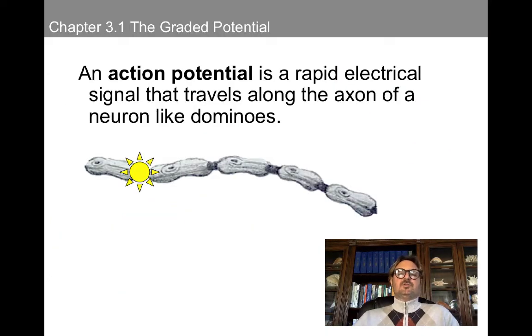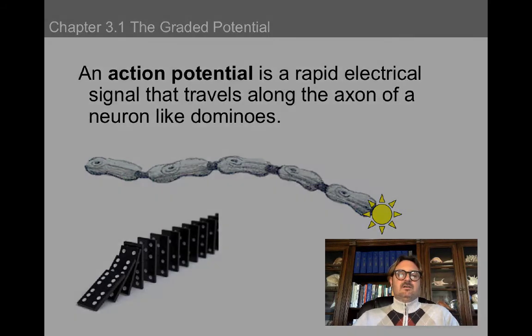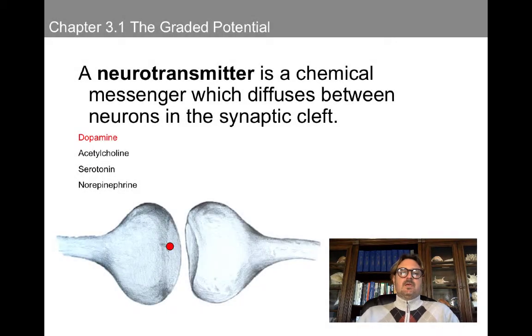The action potential is a rapid electrical signal that travels along the axon of the neuron like dominoes. It jumps down the nodes of Ranvier like dominoes. A neurotransmitter is a chemical messenger which diffuses between neurons in the synaptic cleft. And we're going to talk about many different neurotransmitters. Some hormones are also neurotransmitters.